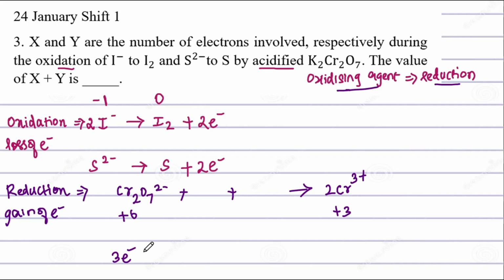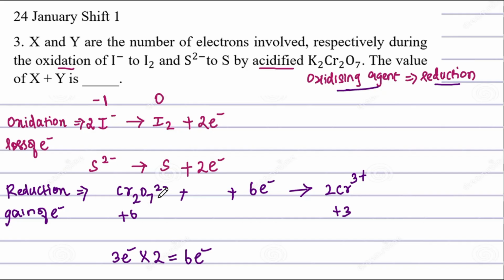2 chromium atoms are involved, so 3 into 2, that is equal to 6 electrons. So totally 6 electrons are involved here. Why have I written 2 in the product side for Cr3+? Because in the reactant side we have Cr2O7 2-, so to balance, I have written the 2. So how many electrons are gained? 6 electrons are gained. Now what is the complete reaction?